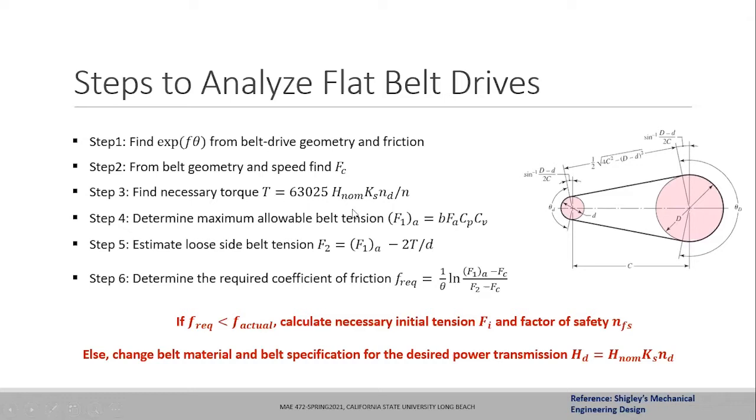You can calculate the torque, find the maximum belt tension, find the loose side tension, and calculate the friction coefficient that is required, and see whether that is less than the actual value from the manufacturer's catalog value. If it is less, then the belt you have chosen is going to work in your specific application. But if it is not, then you have to change the belt material for the desired torque transmission or the load transmission.